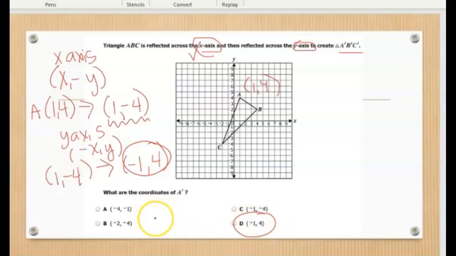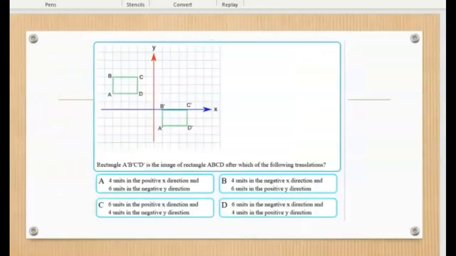And if you wanted to, you could definitely do that with all the points and replot it to make sure it makes sense. Those are the two rules in action. So sometimes you'll see transformations combined.